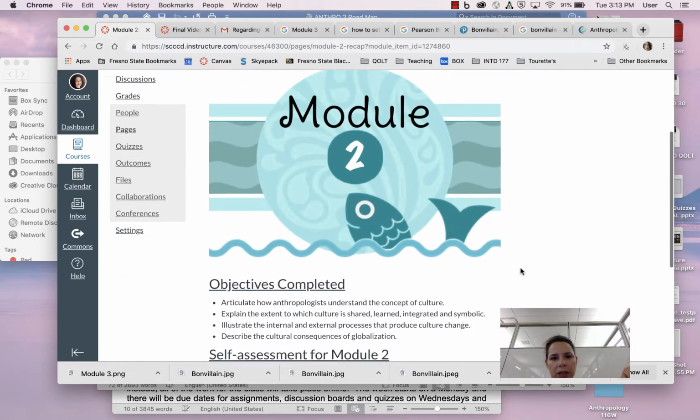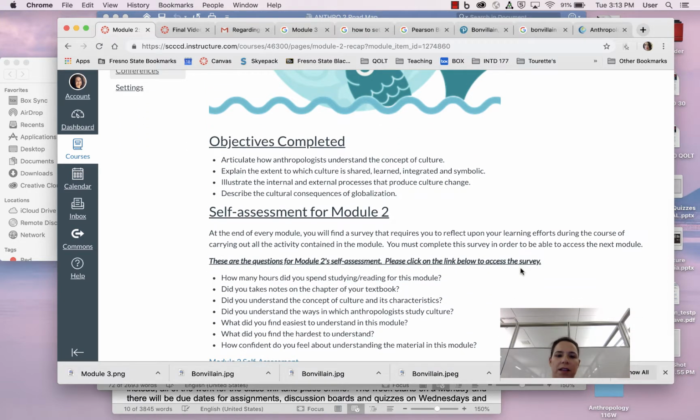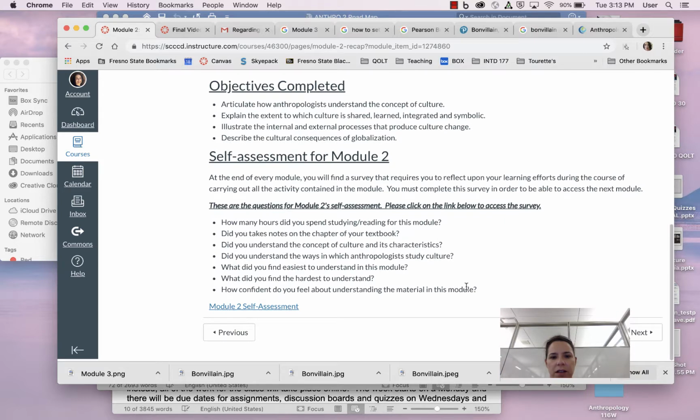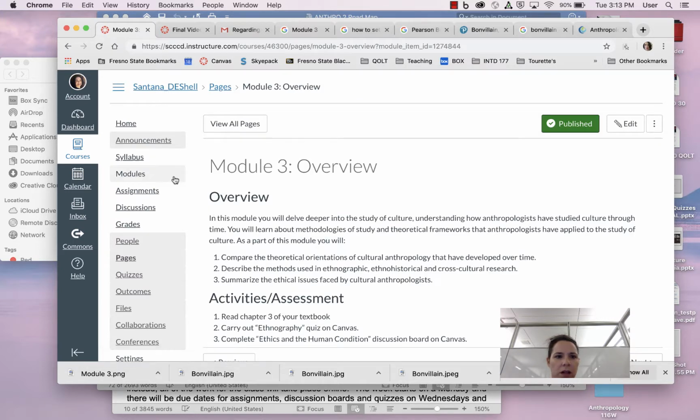Finally, we have the module recap with the objectives that have been completed in this module and the self-assessment for this module. So every module self-assessment is specific to that module because I want to make sure that they understand, like here it's asking, did you understand the concept of culture and its characteristics? Did you understand the ways in which anthropologists study culture? And then the classic questions of what did you find the easiest, what did you find the hardest, and how confident they feel about understanding the material. So those are my 2 modules that I completed for this class.